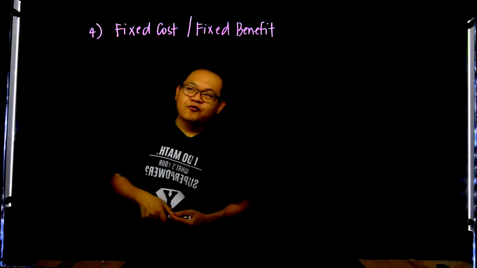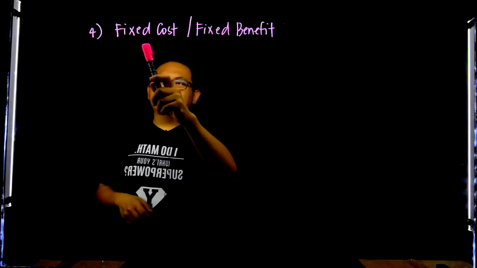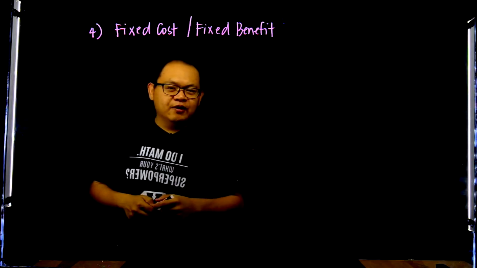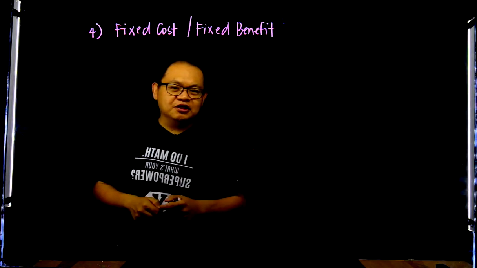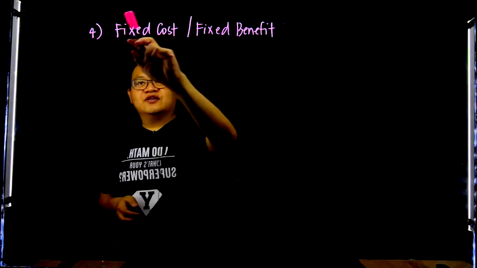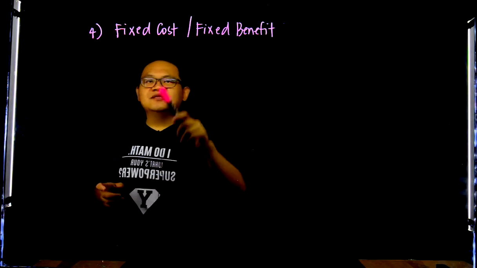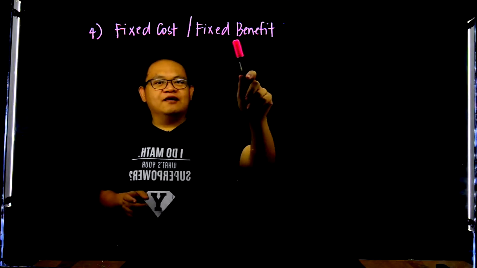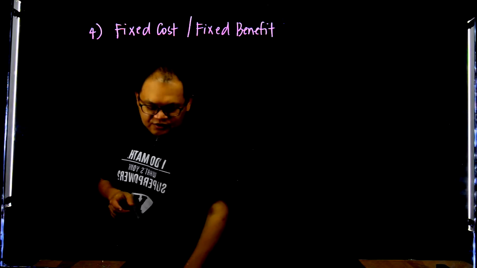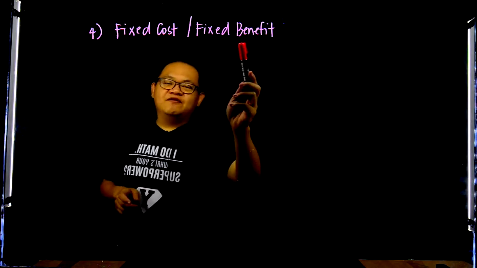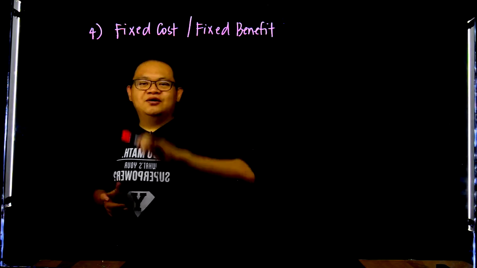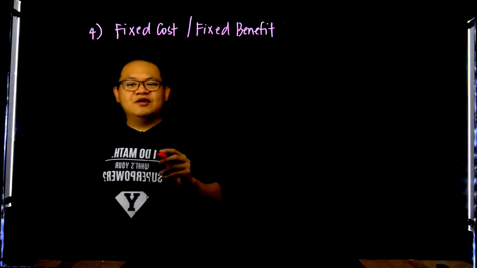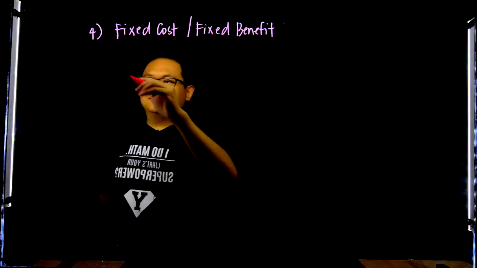Now, for number 4, we have two concepts, fixed cost and fixed benefit. I will be dividing my discussion into two. Let me discuss first fixed cost. If you understand fixed cost, hopefully it will be easier for us to understand fixed benefit eventually, because technically, fixed benefit is just the opposite of fixed cost. Okay? Now, let me give you the base example for fixed cost.